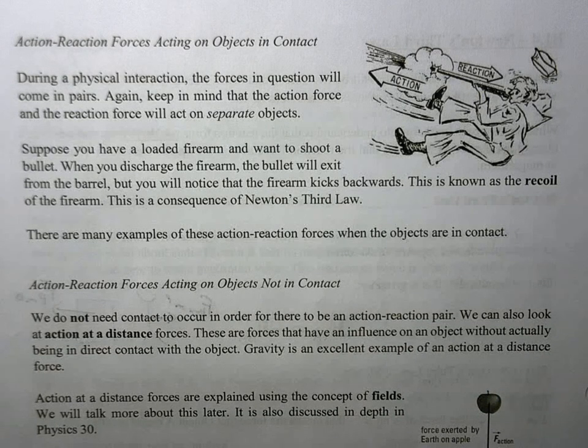So what's happening in a firearm is when you pull the trigger, those gases inside the firearm are going to ignite and push that bullet forward. At the same time that the bullet gets pushed forward, the bullet is going to push back on the firearm. So you, as the person holding the firearm, are also going to get kicked back a little bit. This is a consequence of Newton's third law.